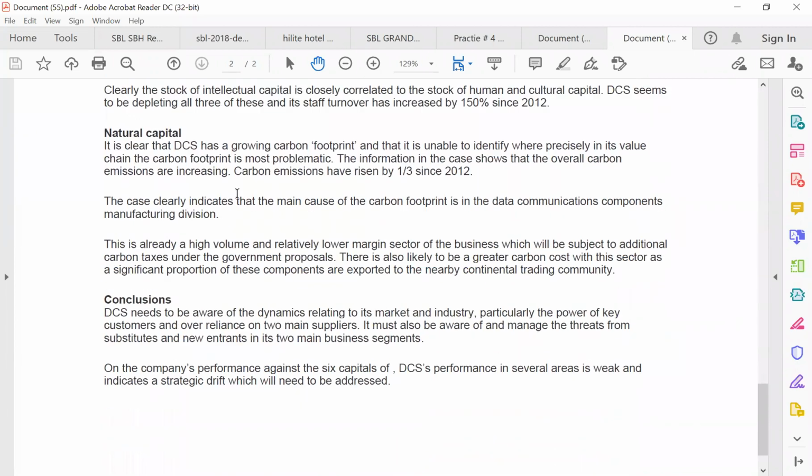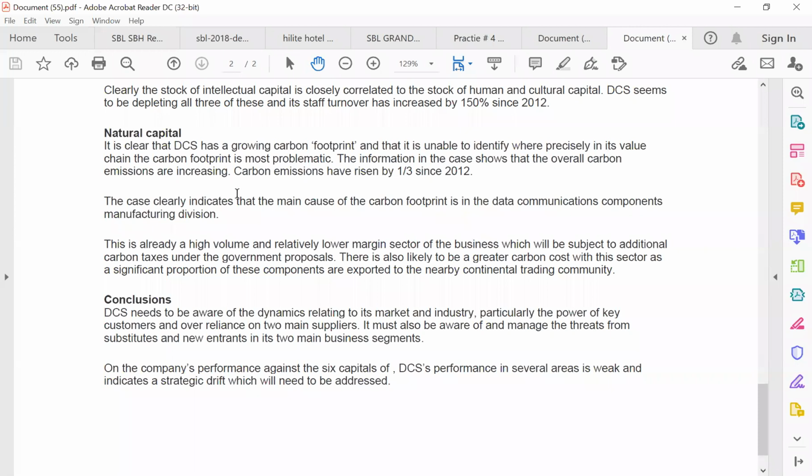Then we have this natural capital. Is it clear that DCS has a growing carbon footprint and that it is unable to identify where precisely in its value chain the carbon footprint is most problematic? The information in the case shows that the overall carbon emissions are increasing. Carbon emissions have risen by one third in 2000 since 2012.